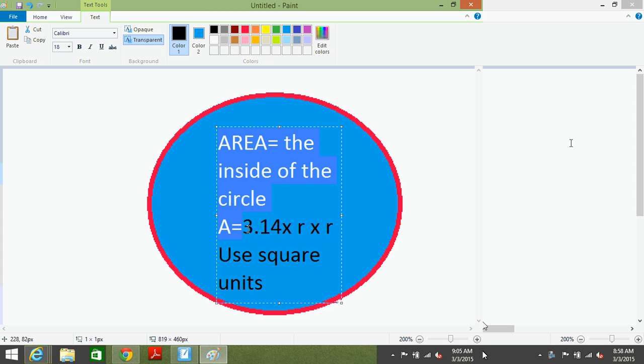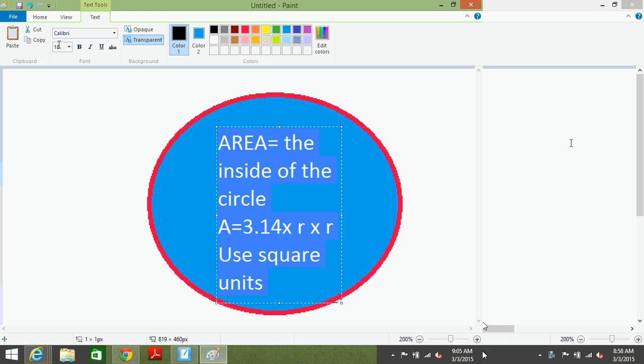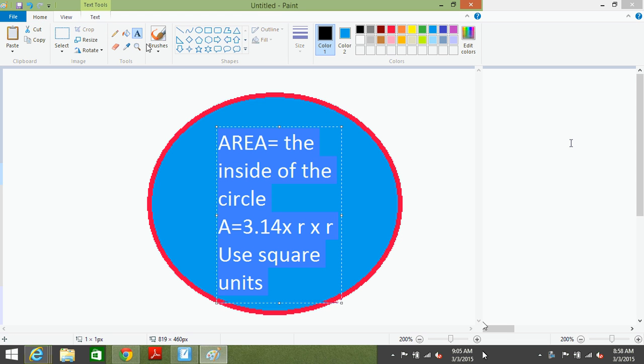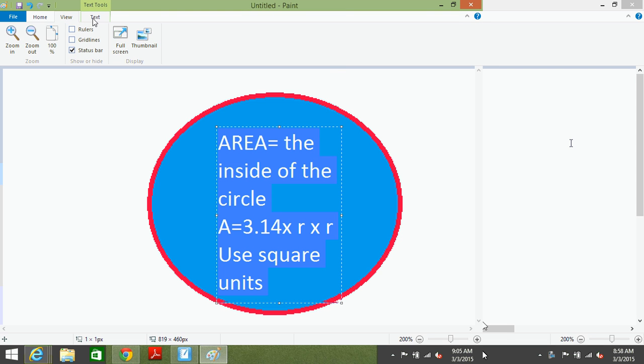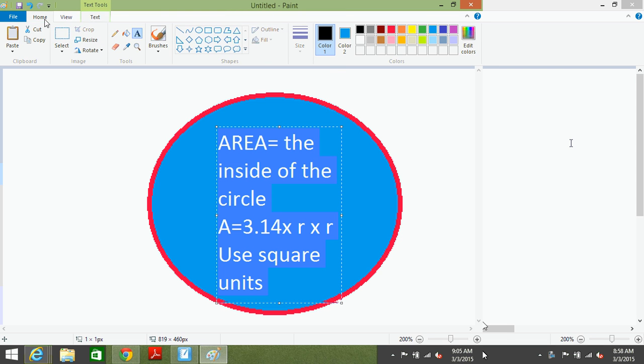And because I like my stuff kind of centered, I'm going to try to center mine. I don't know if I can. I can't. Okay.